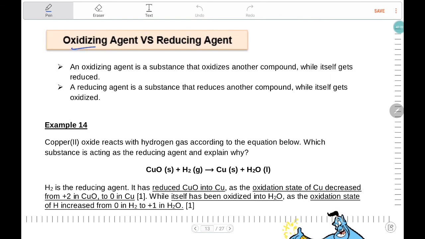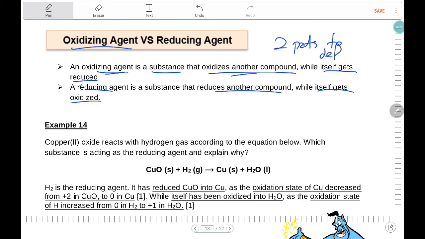Okay, so what is an oxidizing agent? As the name suggests, an oxidizing agent is a substance that oxidizes another compound while itself gets reduced. On the other hand, a reducing agent reduces another compound, and in the process itself gets oxidized. So there are always 2 parts to the definition of an oxidizing and reducing agent. But the first part is generally the more important part.